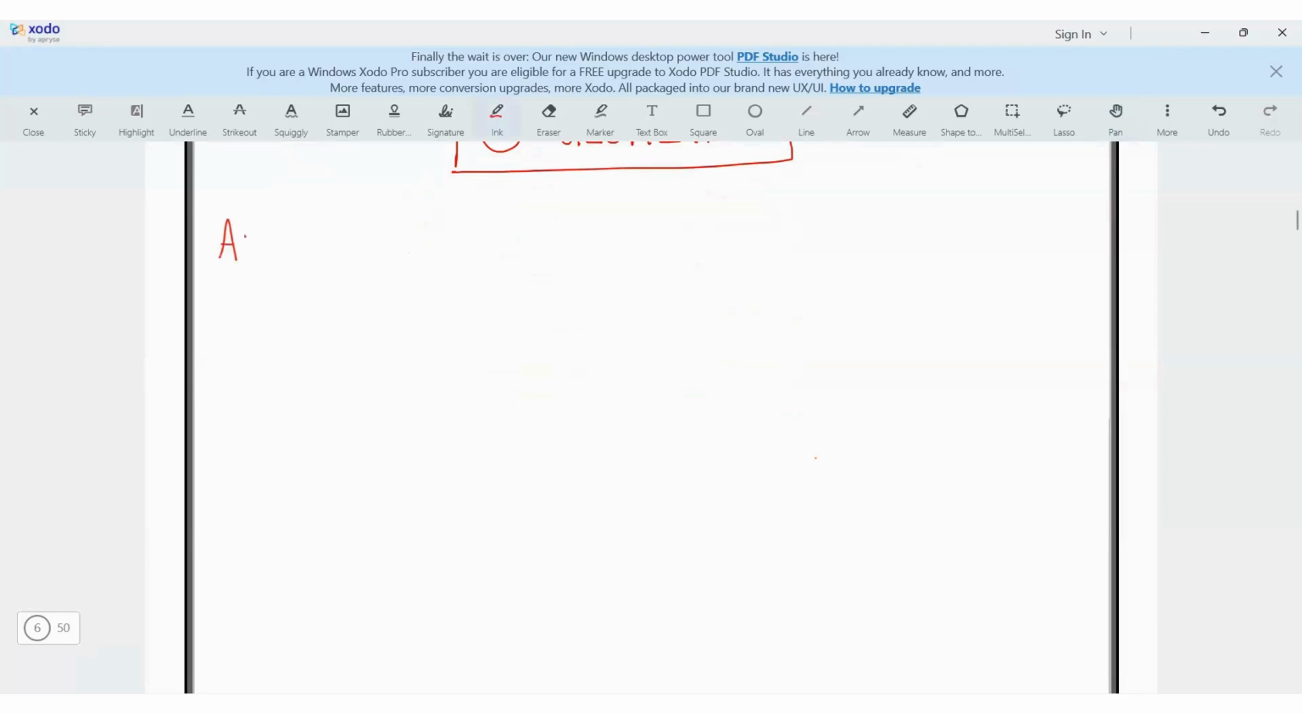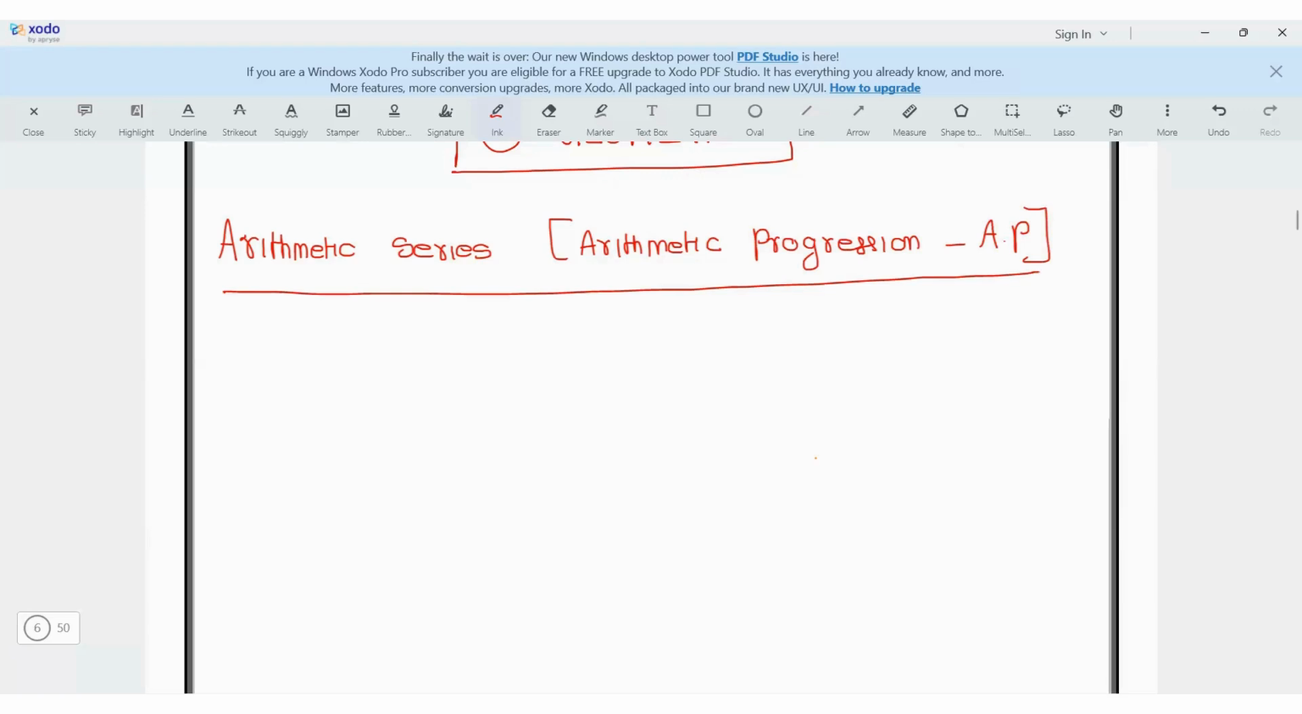Now coming to the first one, which is, as I said, arithmetic sequence or arithmetic series, or you can say arithmetic progression. Different names are there. Sometimes they will use the word AP. All of them are basically the same thing, so don't get confused. AP is the short form for arithmetic progression, which is another name for arithmetic series.